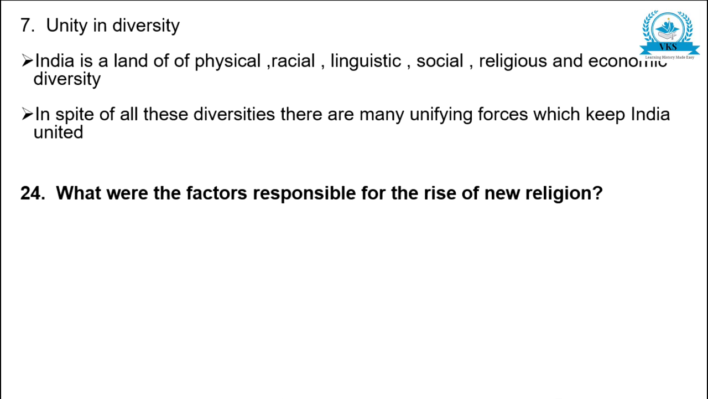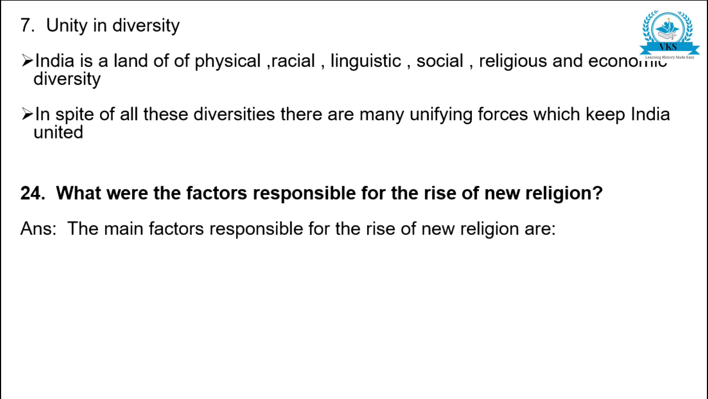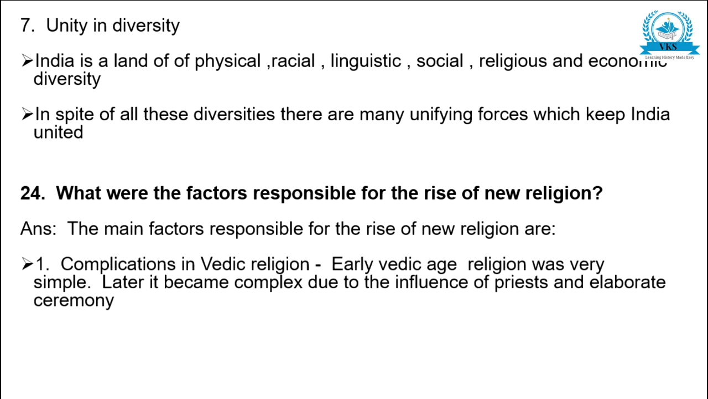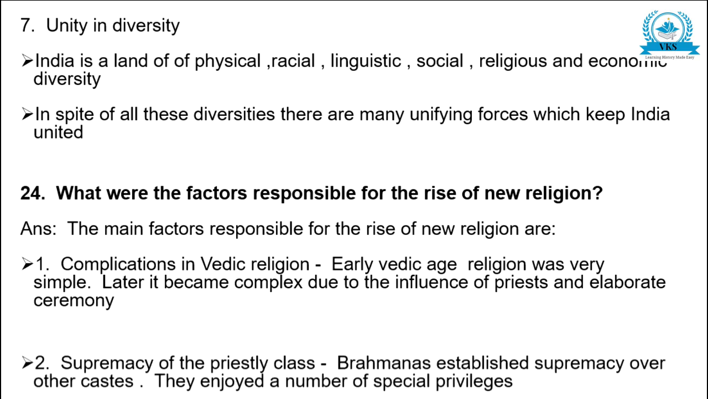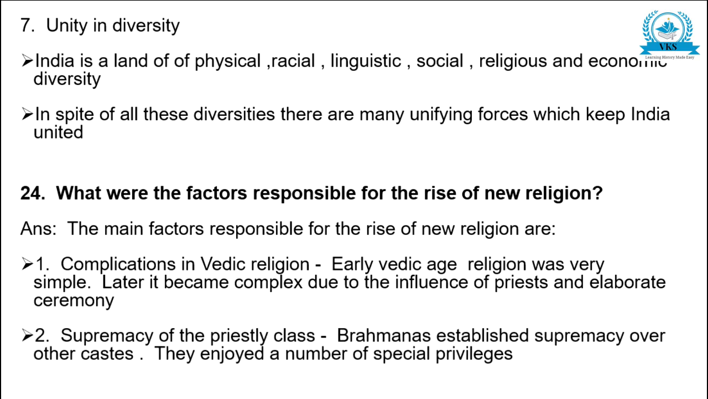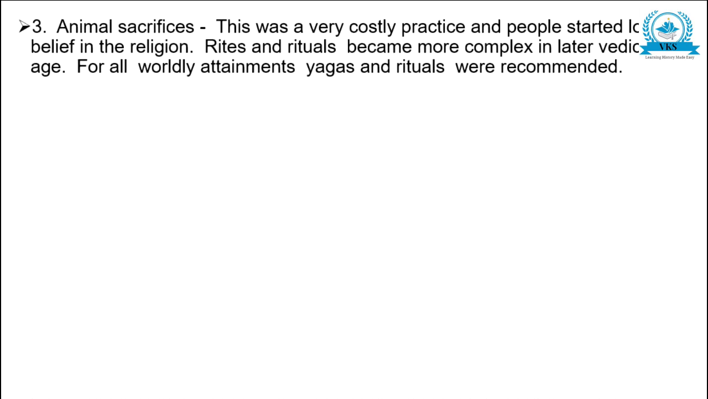So let us just see the points. What were the factors responsible for the rise of new religion? The main factors are, first, complications in Vedic religion. Early Vedic religion was very simple. Later it became complex due to the influence of priests and elaborate ceremonies. Second, supremacy of the priestly class. Brahmanas established supremacy over other classes and enjoyed special privileges.